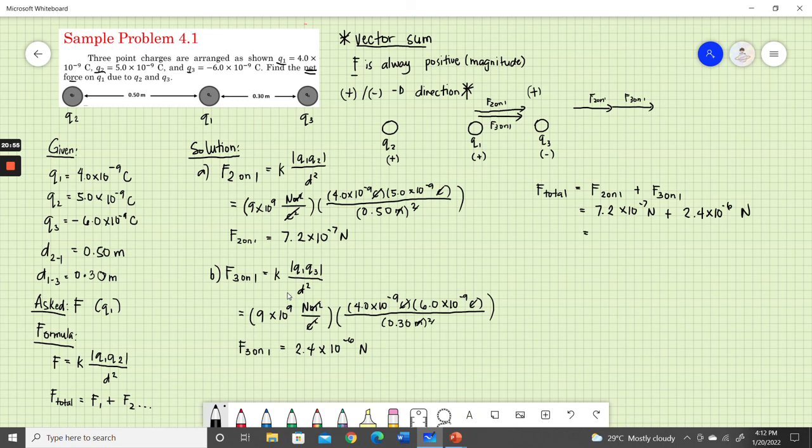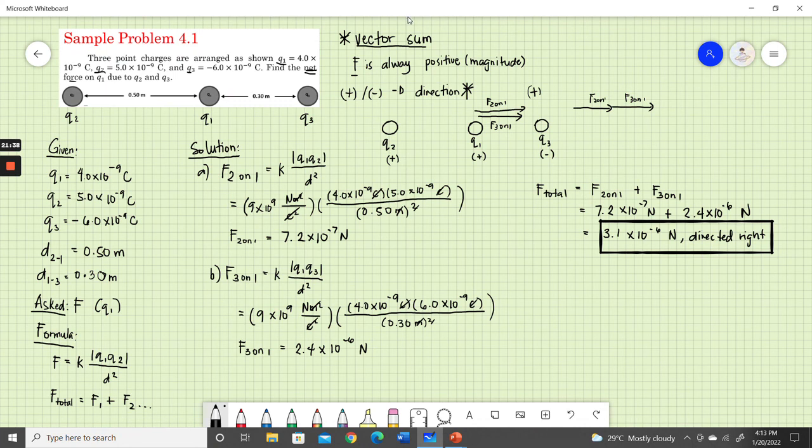So I just need to add them to find the F total, which is 3.1 times 10 raised to negative 6 newtons. And the direction is towards the right. Sorry, not left. Directed right. So this is my answer. Okay, I hope you guys understood what just happened.